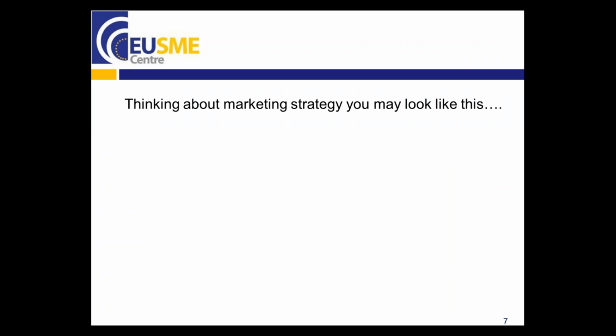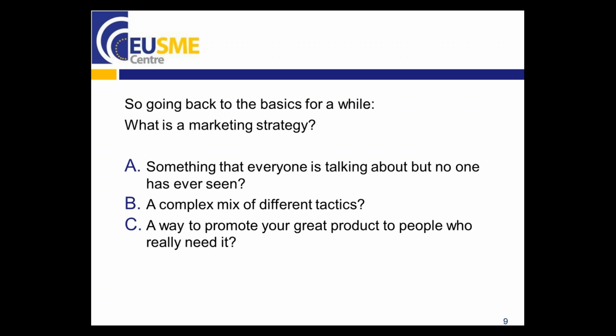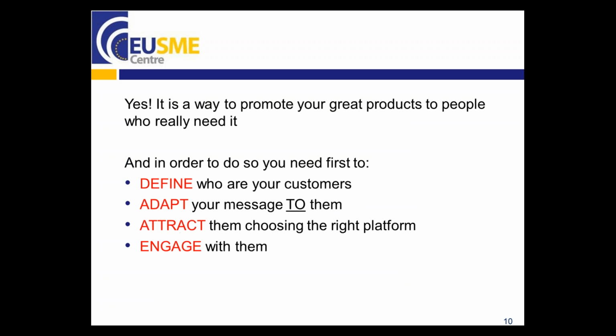So thinking about marketing strategy, sometimes it's like, wow, a big headache, because there are many things to think of. The Chinese market is maybe very complicated and very far away from what we all know. So to start with, we need to understand what a marketing strategy is. Is it something that everyone is talking about but no one has ever seen? Is it a complex mix of different tactics, or is it a way to promote your great product to people who really need it? And obviously, yes, this is a way to promote your great products to people who really need it.